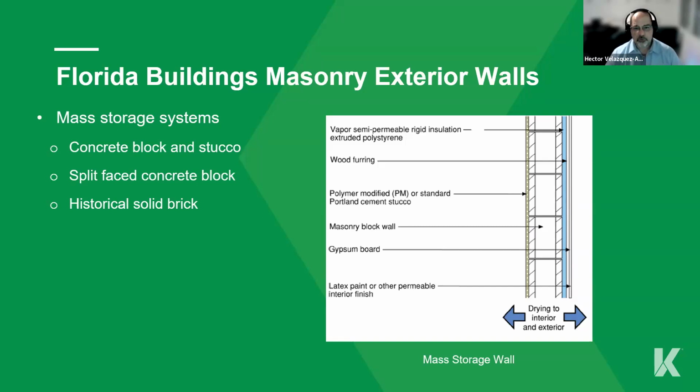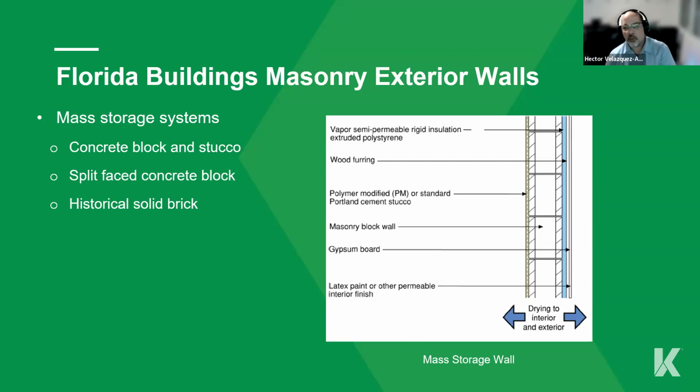On a mass wall system like CMU, you get the concrete block and stucco, the split face concrete block, and historical solid bricks is what you typically see. If you see the picture on the screen, you will have your painting, and your stucco will be after that. Those are there to protect the building. They're not a structural thing. They're there to protect the building from the weather. My CMU or masonry block is the one that becomes the structural element.